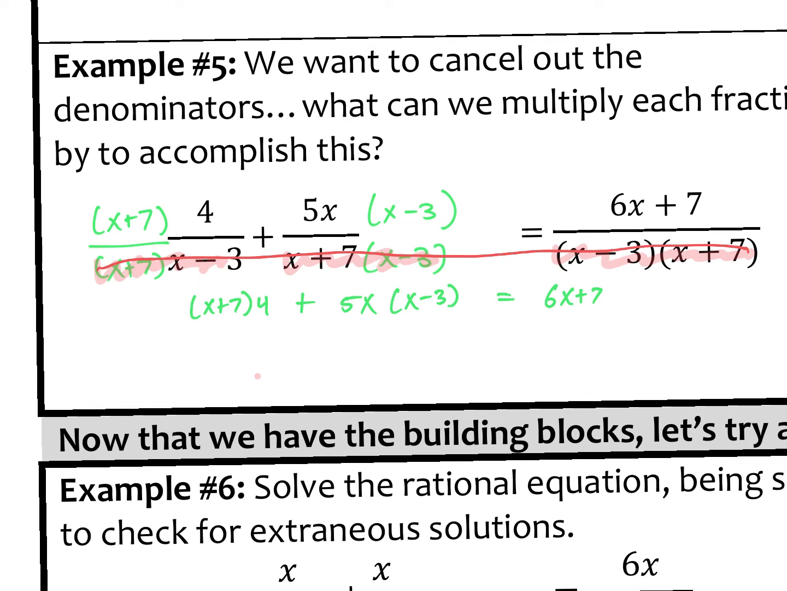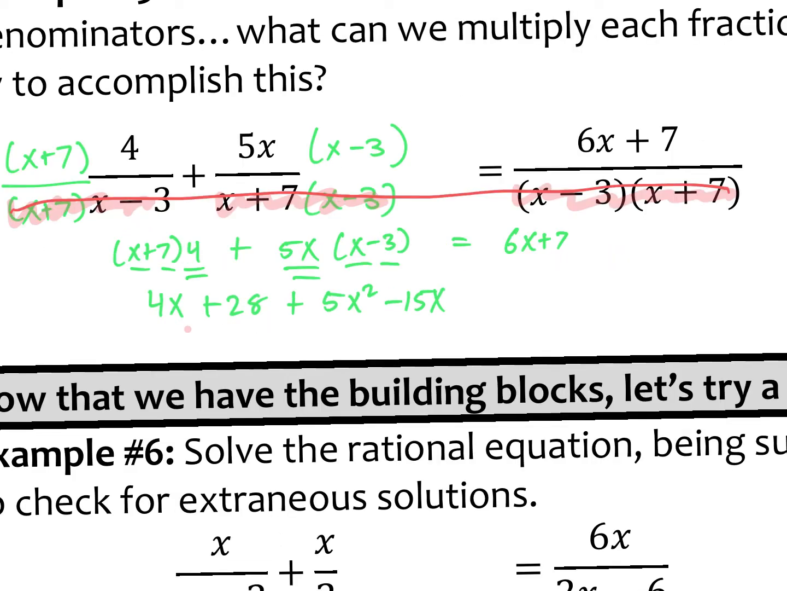From there, we can go ahead and distribute: x times 4 is 4x, 7 times 4 is 28, plus 5x times x is 5x squared, and 5x times negative 3 is minus 15x. Okay, and that will equal 6x plus 7. You could then take that, and we can combine like terms.